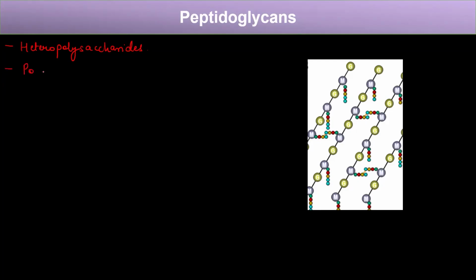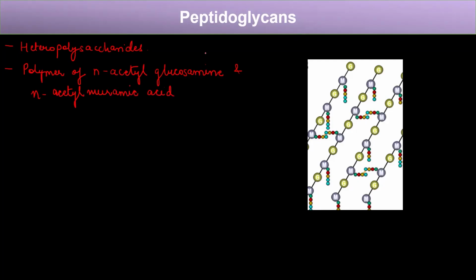So the peptidoglycan is a polymer of N-acetyl glucosamine that we saw in the previous slide. So it is a polymer of N-acetyl glucosamine, and the second component is N-acetyl muramic acid. The second component is N-acetyl muramic acid. So we saw N-acetyl glucosamine, this is called NAG, right? And N-acetyl muramic acid is called NAM. So it is a polymer of N-acetyl glucosamine and N-acetyl muramic acid.